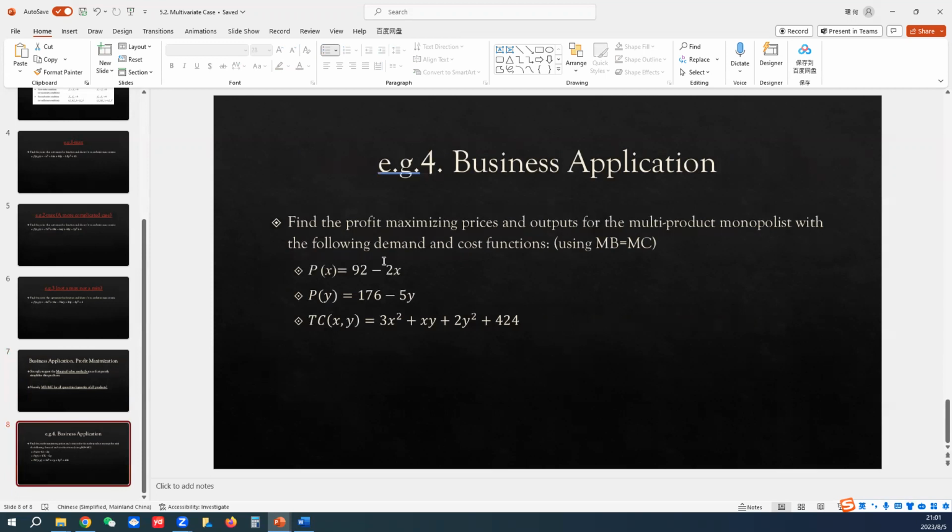Okay, so now let's look at this problem. We're asked to find the profit maximizing prices and outputs for the multi-product monopolist with the following demand and cost functions. Okay, so I'm going to switch to my document camera to do this. So in this case, it is example 4 on page 5 of slides 5-2.